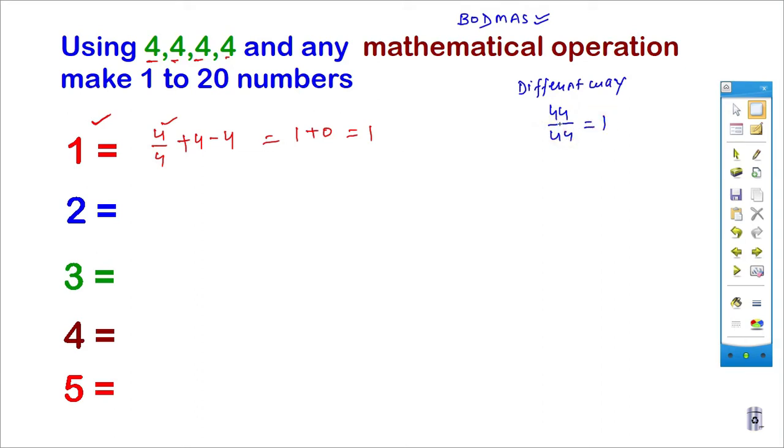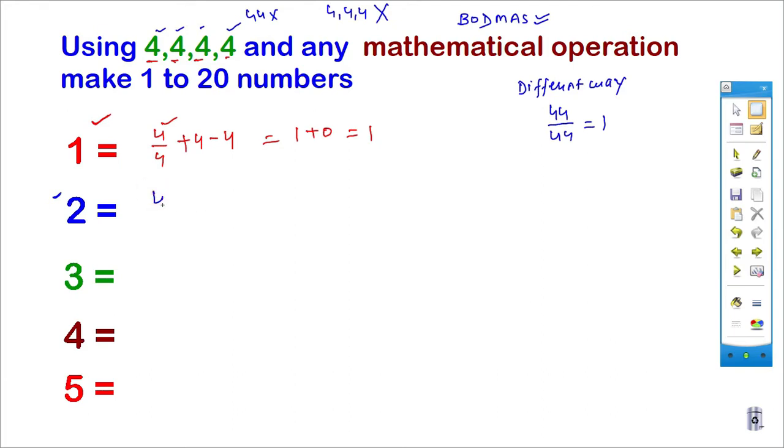So the question is, sir, do we have to use 4 four times, or can we use it three times only? No, if you use 4 three times, it will be wrong. If you use 4 two times, again it will be wrong. The condition is you have to use 4 four times. So let's talk about the second one. The second one is quite easy.